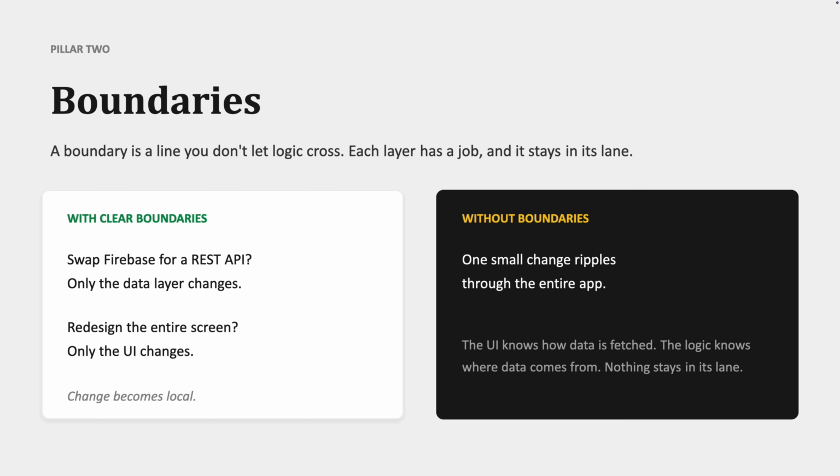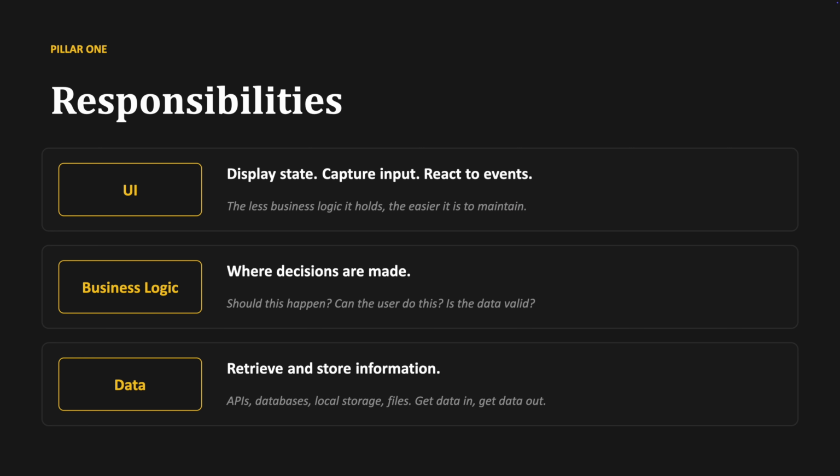The second pillar is the boundaries. We all know what a boundary is, yeah? But in this context, a boundary is a line you don't let logic cross. We've divided our app into layers: the UI, the business logic, and the data layer. What the boundary is telling us is that we don't want business logic code to leak into the UI, and we don't want data logic to leak into the business logic.